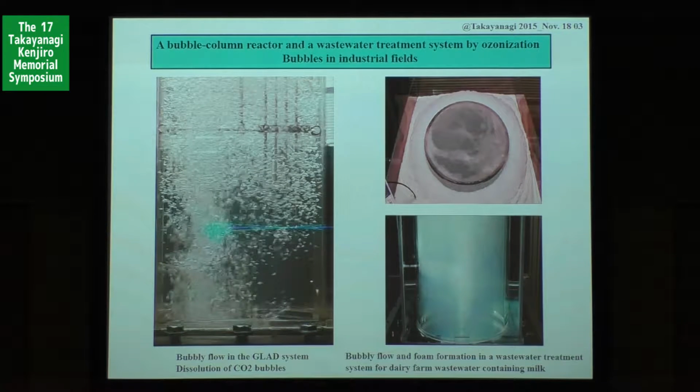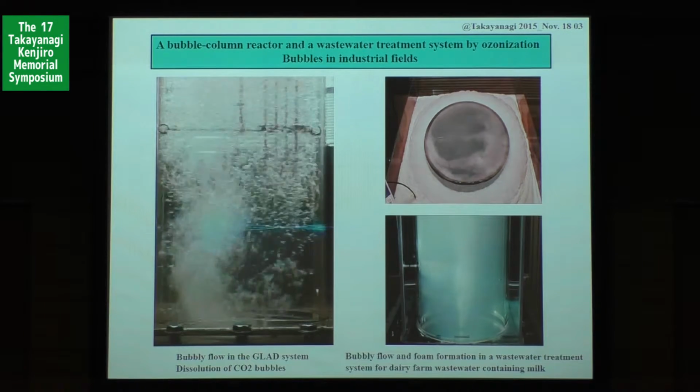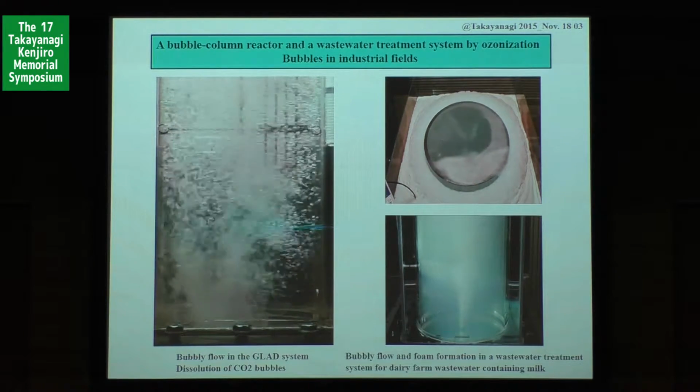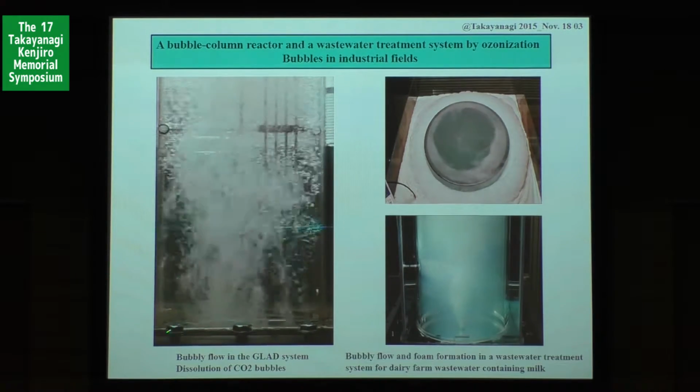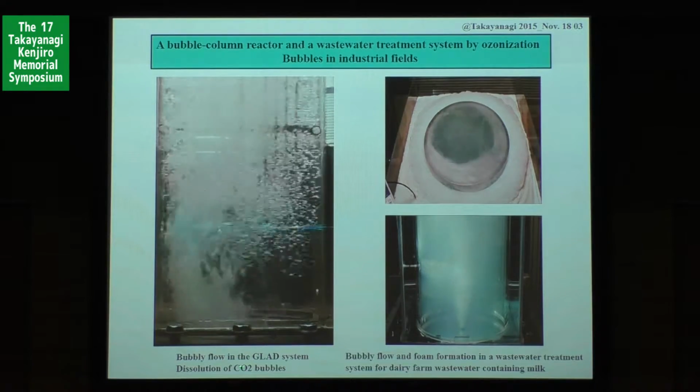So the usual way I measure this kind of large experimental setup. Our mechanical engineers call this type of accumulator a bubble column or bubble column reactor. On the left side, many bubbles arise in the vessel. So this is a bubble flow system.